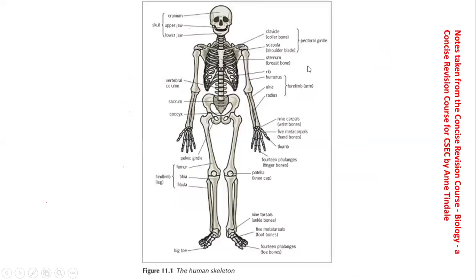Then now we have the skeletal system. Pretty straightforward, guys. You can just take a screenshot of that and show you know all the bones in your body, where they are located, guys. And make sure you know the joints in each section of the body.